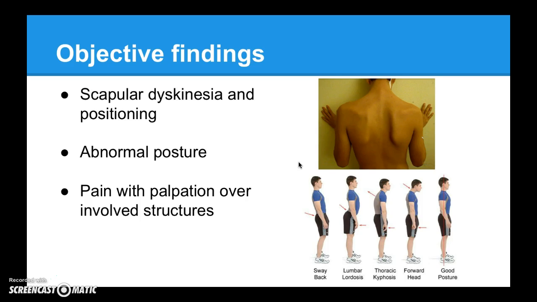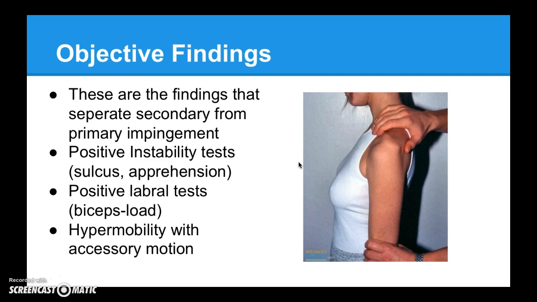You may also find that the patient has scapular dyskinesia and/or abnormal positioning of the scapula at rest, abnormal posture, and pain with palpation over the involved structures. So far, all the objective findings I've mentioned would not necessarily lead you to confirm that your patient has secondary impingement because so many of the findings are very similar to other shoulder pathologies.